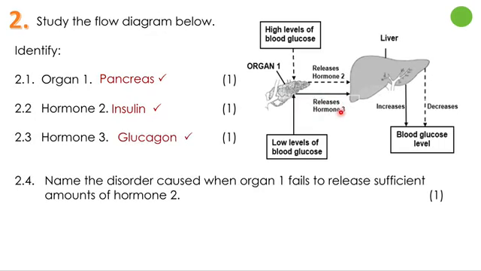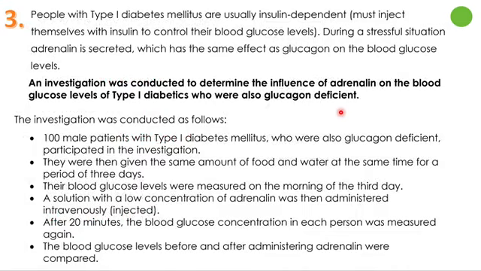Name the disorder caused when organ 1 fails to release sufficient amount of hormone 2. And there's only one disease that actually has to do with this negative feedback mechanism, so you don't even have to think very hard about it, just go learn it. The answer would be diabetes mellitus. Okay, people with type 1 diabetes mellitus are usually insulin dependent. They must inject themselves with insulin to control their blood glucose level.